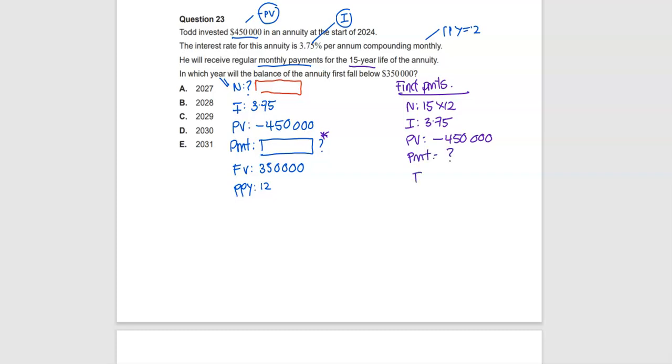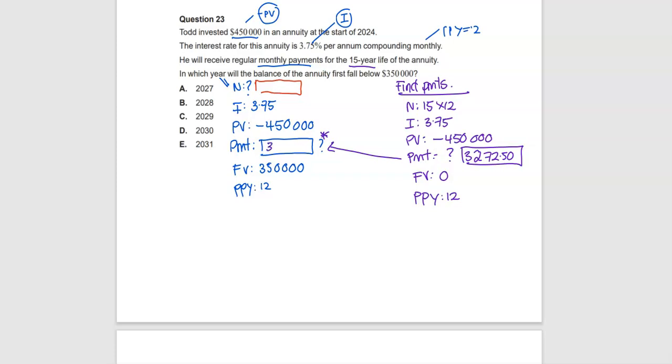And the FV, because she wants it to last for 15 years, so if I've gone 15 years, it should be 0. And PPY is 12. So when we do that, we get the payment. We find that that is 3272.50. So now we have that payment. We can pop that back into our scenario.